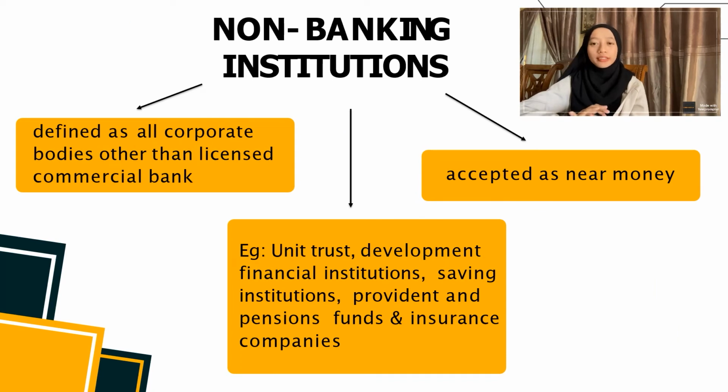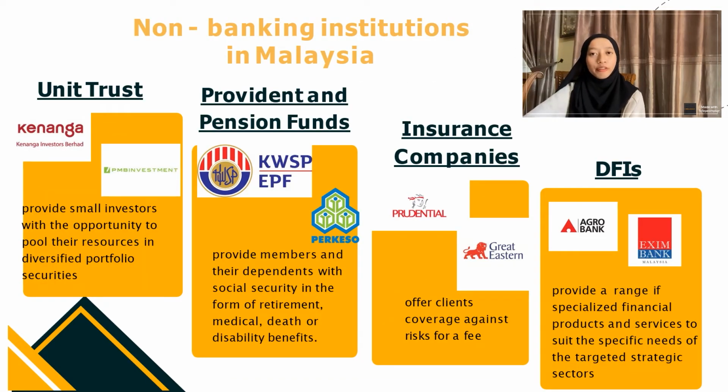Okay, next I will explain about non-banking institutions, which are defined as corporate bodies other than licensed commercial banks, such as investment banks, development financial institutions, or DFIs, insurance companies, credit unions, and provident and pension funds. Non-banking institutions are also accepted as near money. What is near money? Near money consists of highly liquid assets, which are not cash but can easily be converted into cash. Okay, next slide I will explain a few of the non-banking institutions that we have in Malaysia.